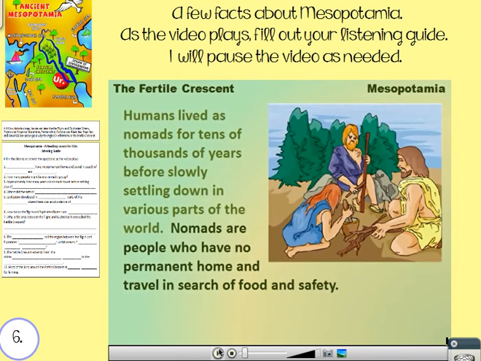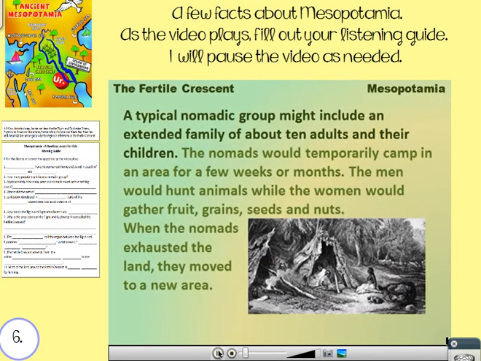Yeah. Okay, they were in search of food and safety. A typical nomadic group might include an extended family of about 10 adults and their children. The nomads would temporarily camp in an area for a few weeks or months. The men would hunt animals, while the women would gather fruit, grains, seeds, and nuts.